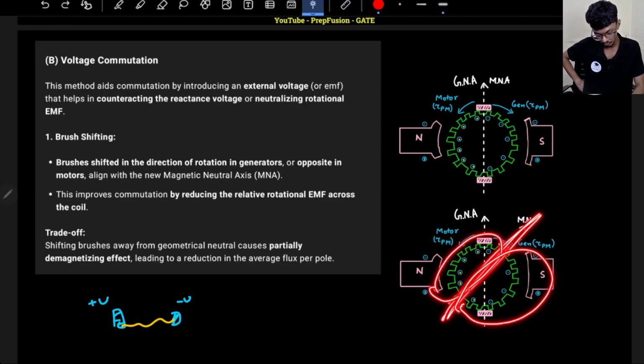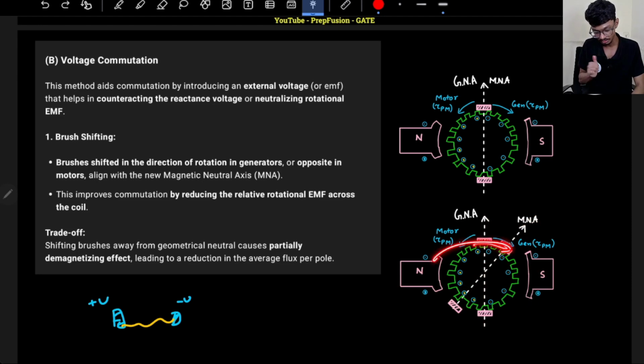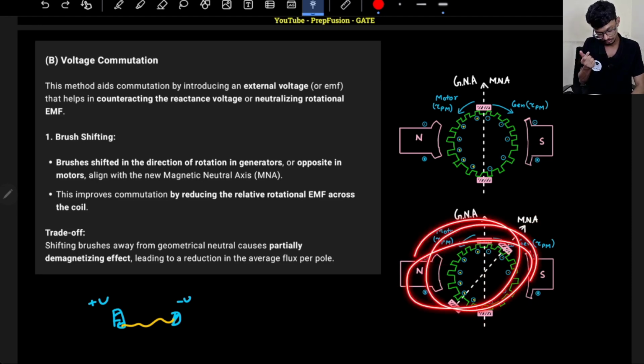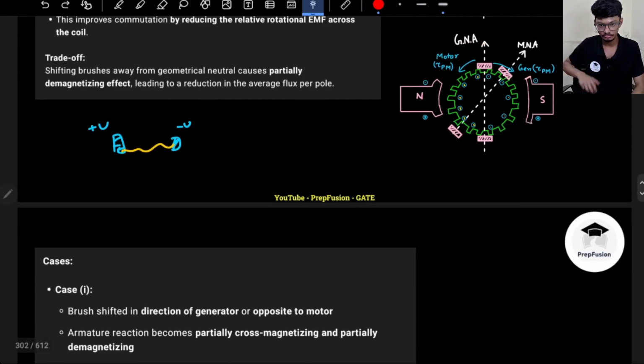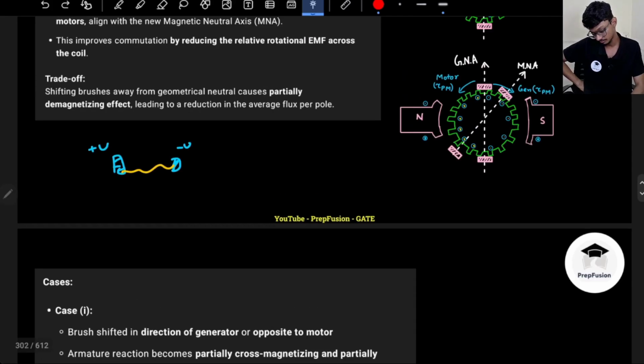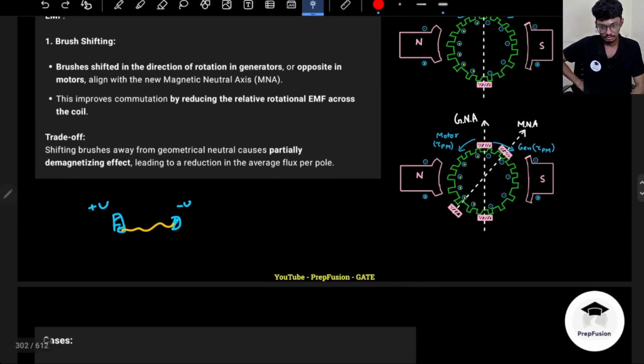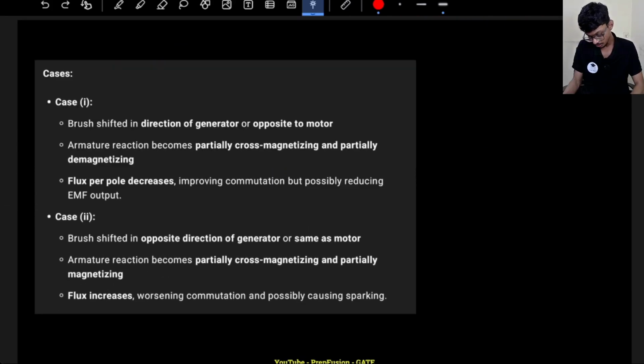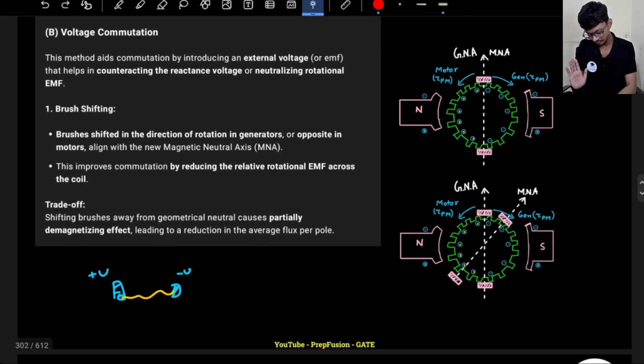This flux lines will have two components. One will be along this component, that is the cross magnetizing. One will be along this component, that is the demagnetizing. So it does not matter whether I move it here or here, ultimately it will cause some demagnetization of the field poles.